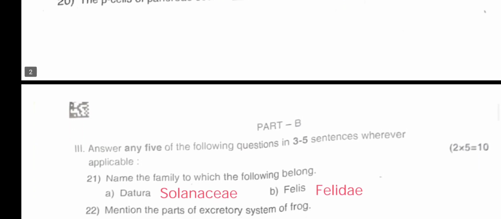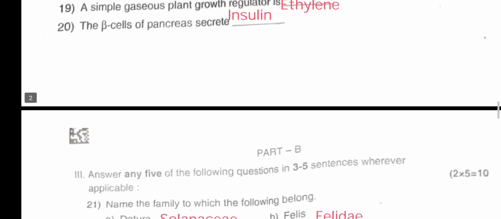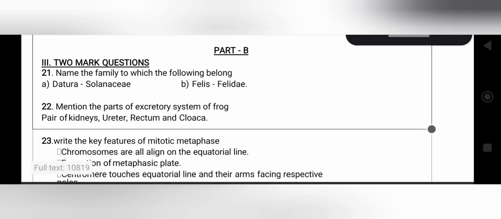Part B. Answer any 5 of the following questions in 3 to 5 sentences wherever applicable. 2 marks questions. Question 21. Name the family to which the following belong. Datura: Solanaceae. Felis belongs to the family Felidae.